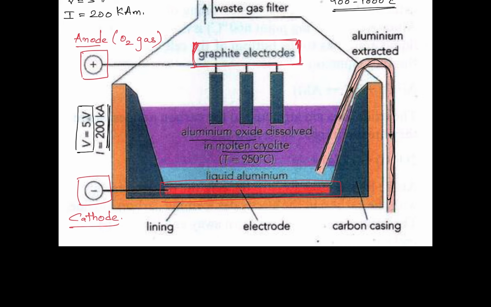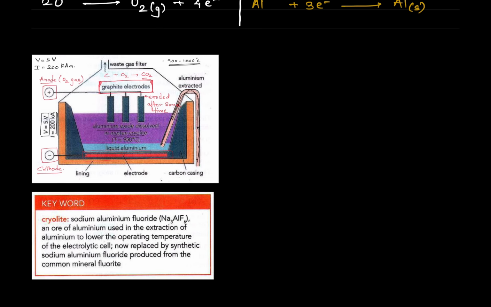So what happens is the graphite, which is made up of carbon, starts reacting with the oxygen to give you CO₂. And because it starts reacting with oxygen, it gets eroded after some time. Who gets eroded? The electrodes get eroded after some time, and that's the reason they need to be replaced periodically. So that's pretty much about the Hall-Héroult process.